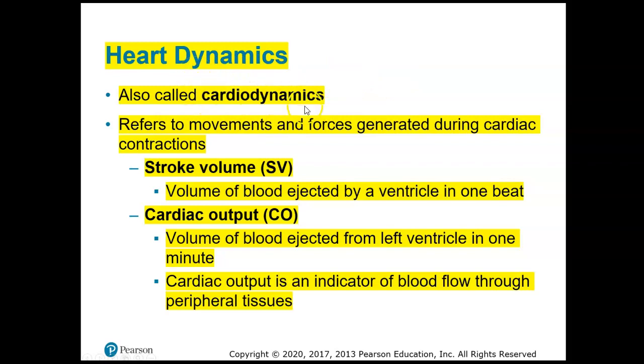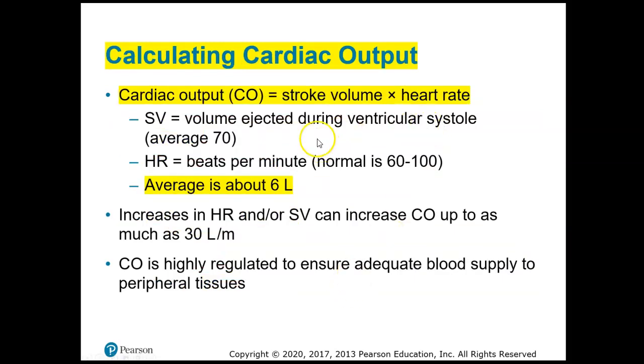Now, heart dynamics or cardiodynamics refers to movements and forces generated during the cardiac contractions. One volume that we measure to determine the health of the heart is called the stroke volume. And that is the volume of blood ejected by a ventricle in one beat, one heartbeat. That's how much blood is being ejected during one heartbeat. And then the cardiac output is the volume of blood ejected from the left ventricle in 1 minute. And it's an indicator of blood flow through the peripheral tissues. So, kind of like an indicator of tissue perfusion as well.